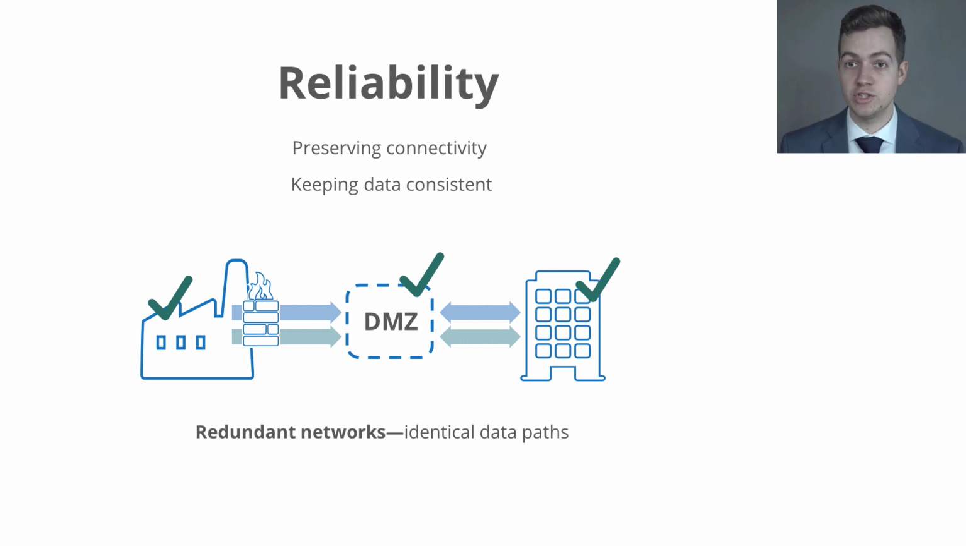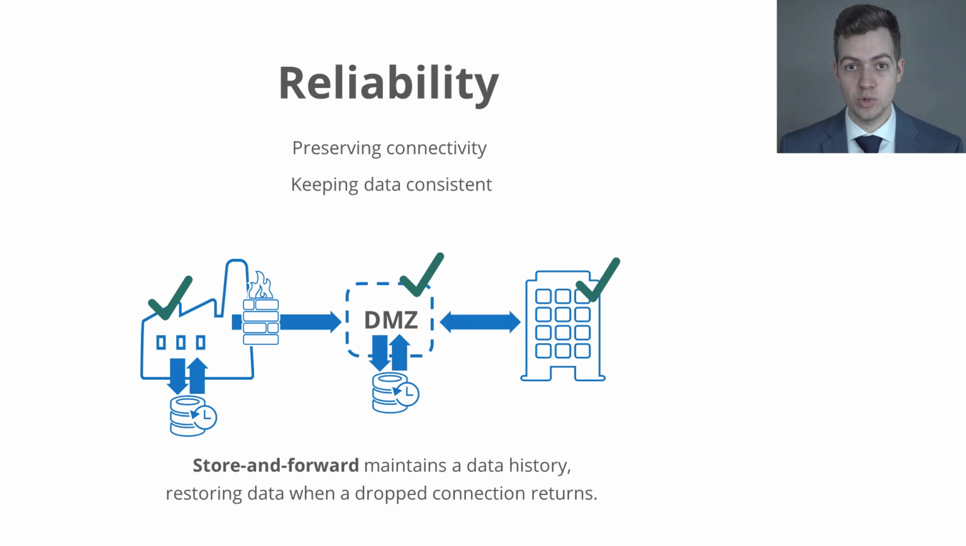Redundancy means establishing two identical data paths on different networks and switching from one to the other if the first one drops. Also, you can use store and forward tools to build a data history so that if a connection drops, the data is collected and then forwarded along when the connection is restored. Keep in mind, of course, that historical data should be clearly distinguished or separated from real-time process data.